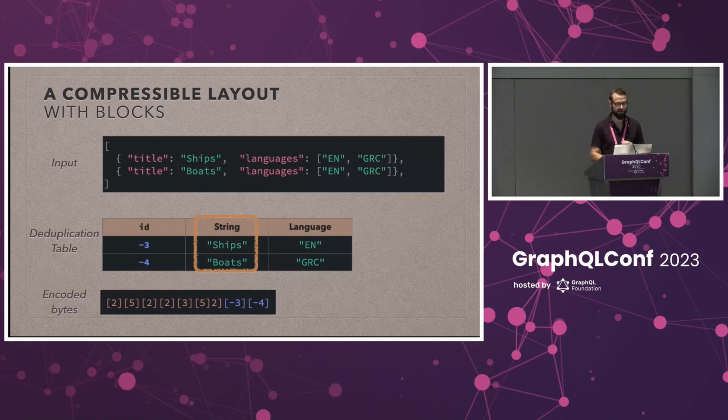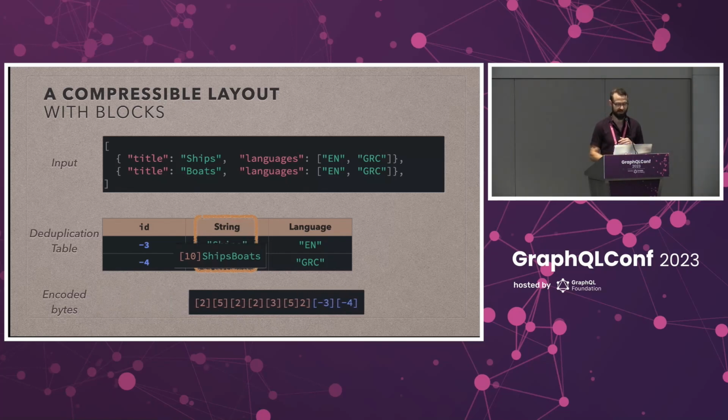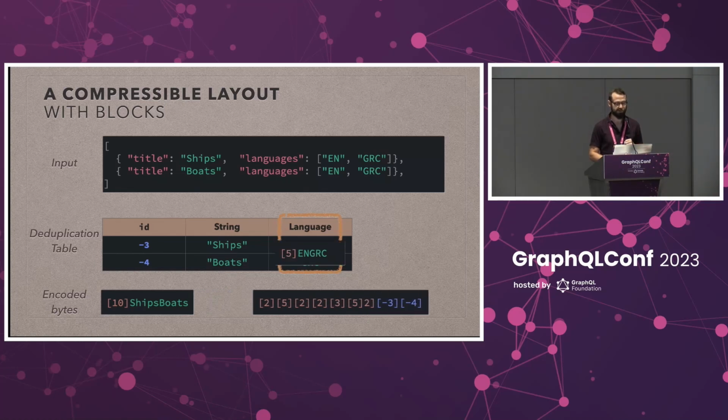So if we focus on string, we can concatenate all of those values together and prefix it with the length of the entire block. We end up with 10 ships boats, and we can kind of slide over our encoded bytes and stuff this onto the front. And now we have a block of all the string values at the beginning that should compress better than it would if they were interleaved. Then we can do the same thing for the language values. We'll put them together into a block, prefix them with their length, and kind of slide that into the front. And what we end up with at the end is a very similar value, but in a different order that will compress better. That's pretty neat.